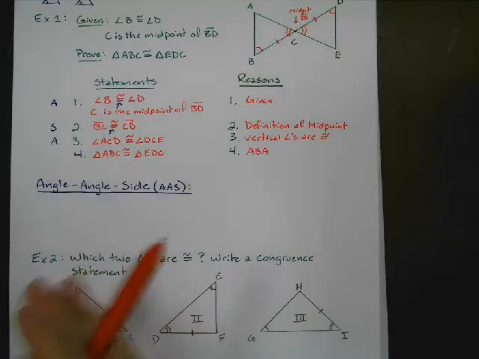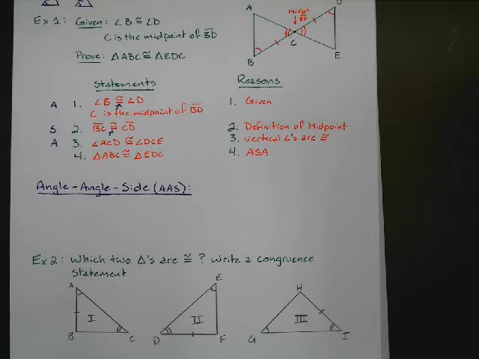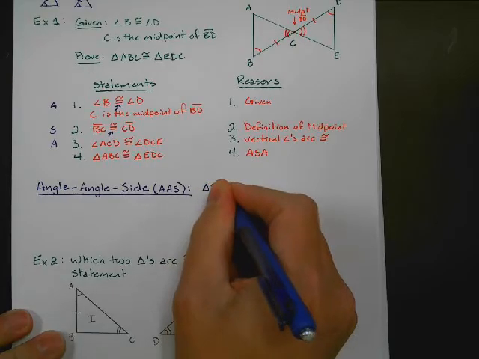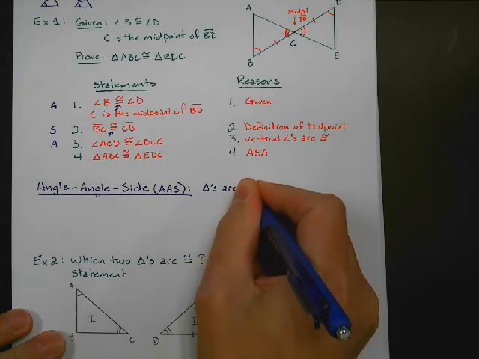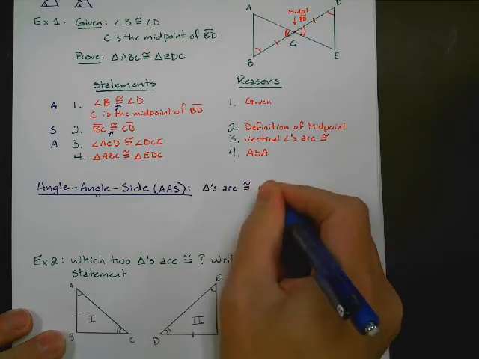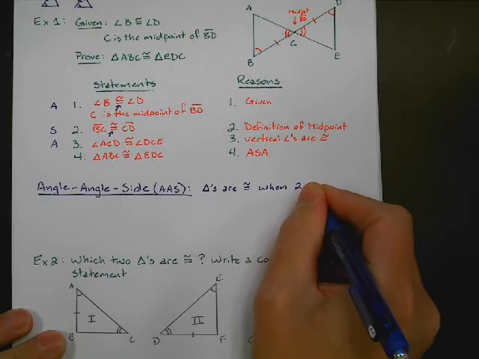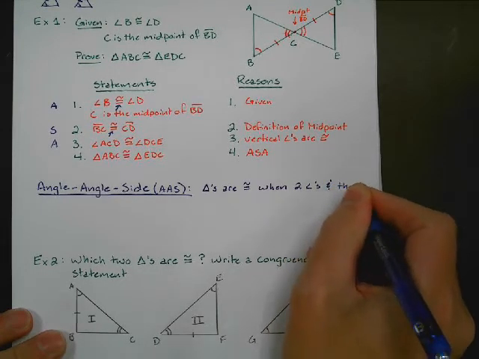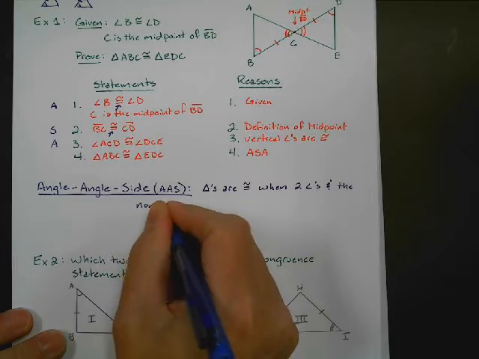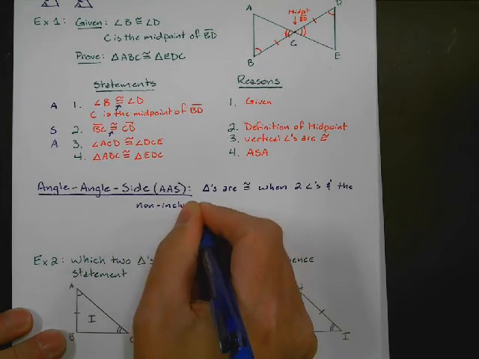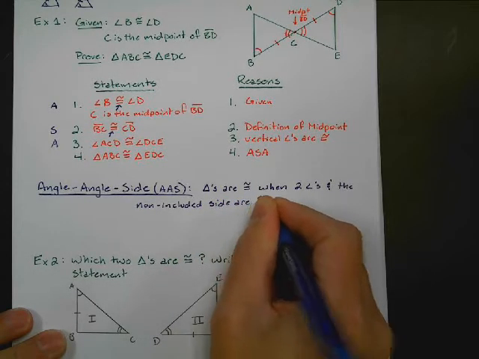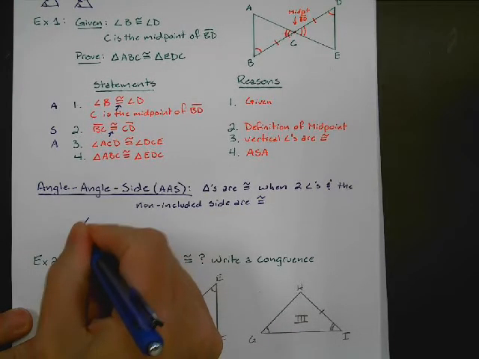Now here's angle angle side, which also uses two angles and a side, but it's slightly different from the previous one. This one is going to tell us that triangles are congruent when two angles and the non-included side are congruent. All right, so let's draw a quick picture of what that would look like.